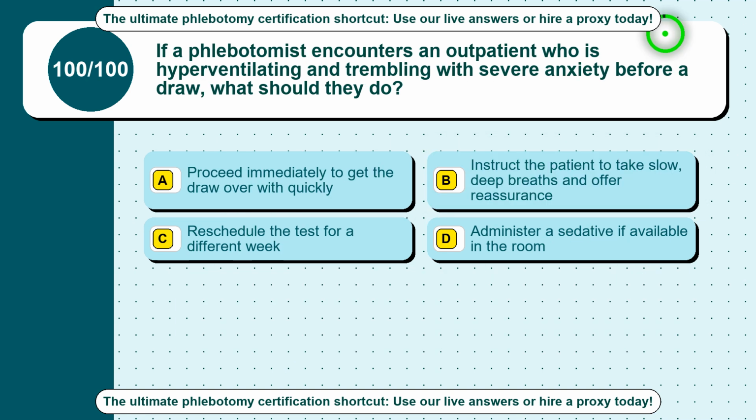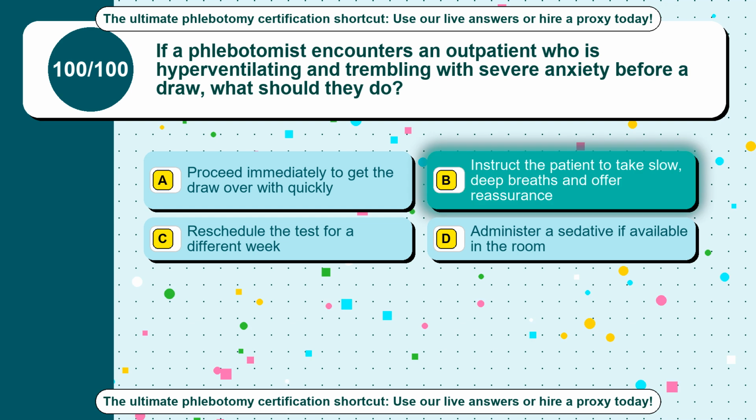Question 100. If a phlebotomist encounters an outpatient who is hyperventilating and trembling with severe anxiety before a draw, what should they do? Option A. Proceed immediately to get the draw over with quickly. Option B. Instruct the patient to take slow, deep breaths and offer reassurance. Option C. Reschedule the test for a different week. Option D. Administer a sedative if available in the room. The correct answer is option B. Instruct the patient to take slow, deep breaths and offer reassurance.